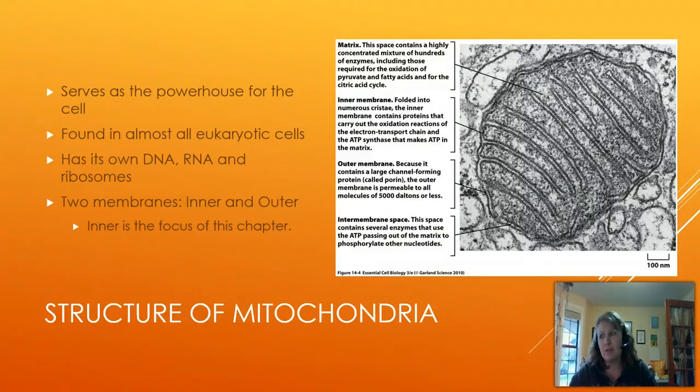Now let's talk about the structure of the mitochondria. As you can see here, it is a fairly circular organelle like we've talked about before, and it has 2 membranes, the outer membrane and the inner membrane.